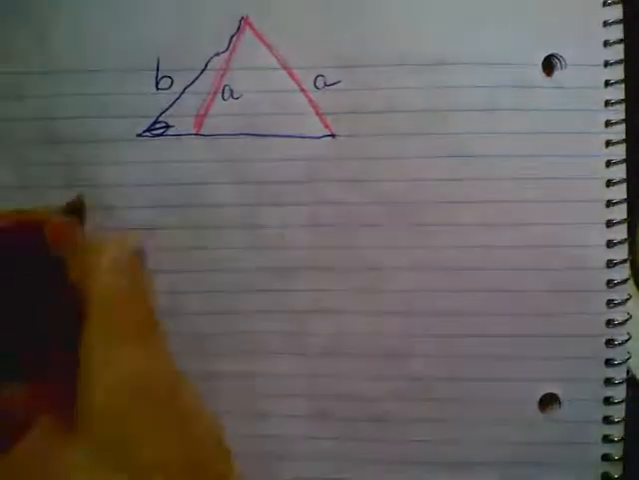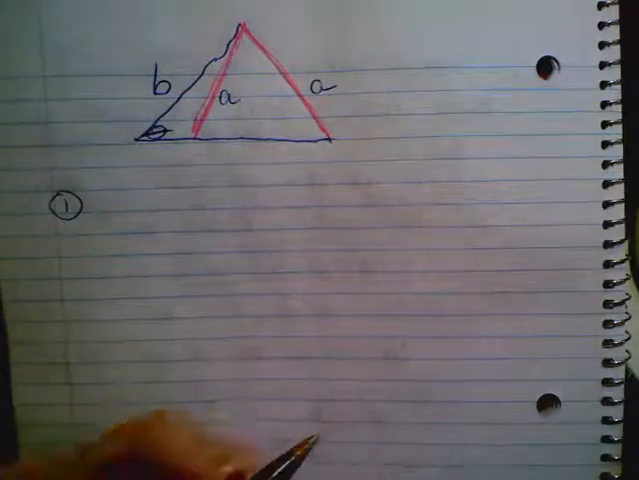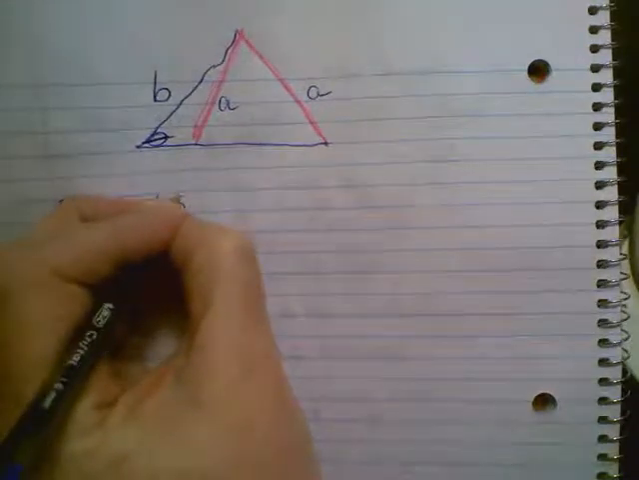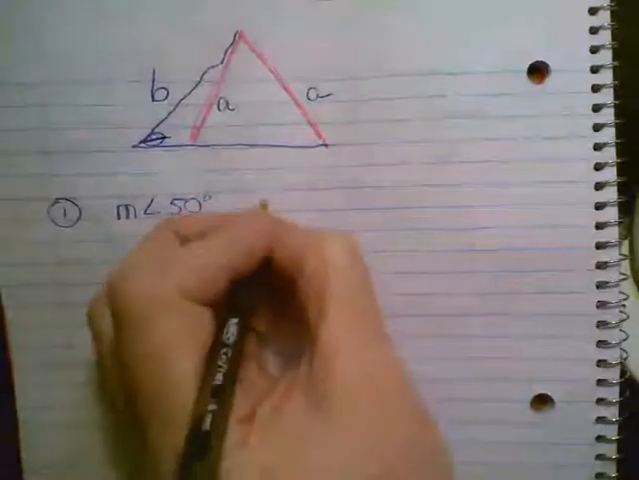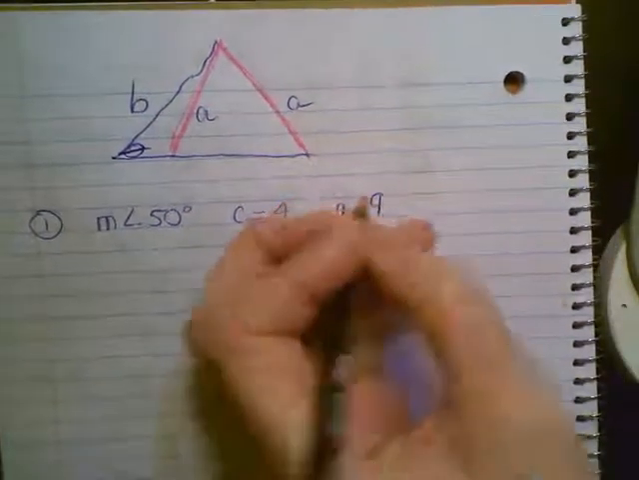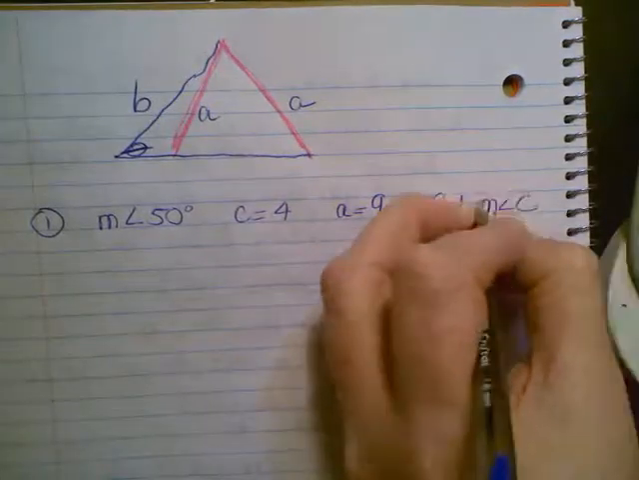So let's do an example. We're going to try this one. We know the measure of angle A is 50 degrees. Side C is 4, side A is 9, and I'm asked to find the measure of angle C.